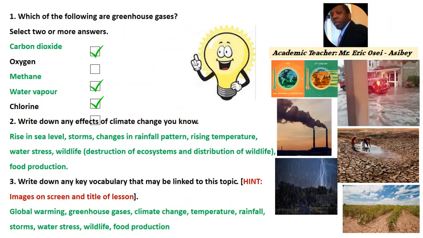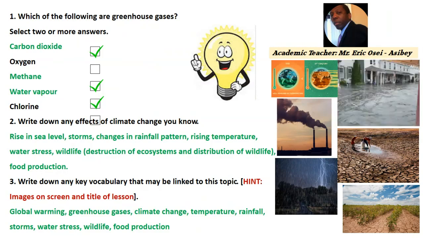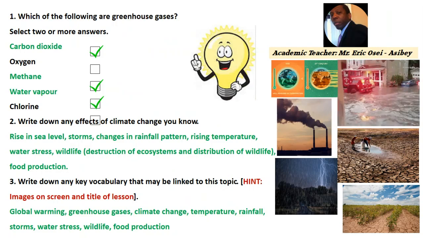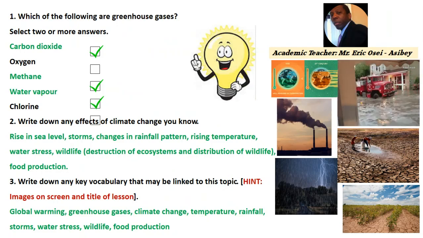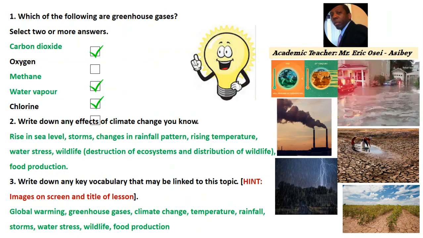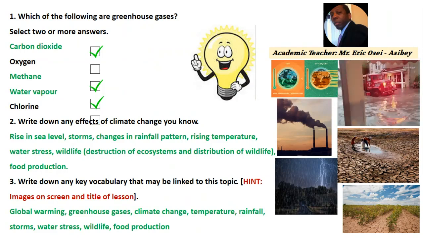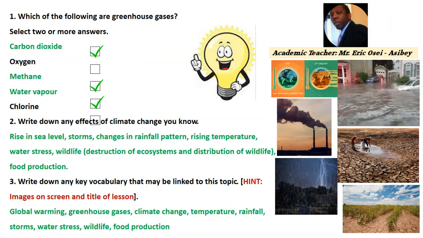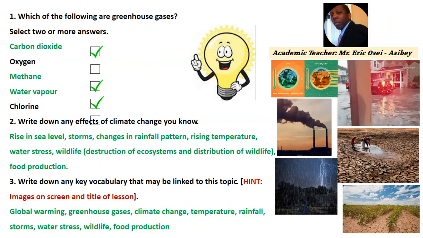So the first one says, which of the following are greenhouse gases? And it says select 2 or more answers. So you can see I have selected 3 of them: carbon dioxide, methane, and water vapor. So it's not chlorine. It shifted a bit. It's carbon dioxide, methane, and water vapor. Those 3 in green.